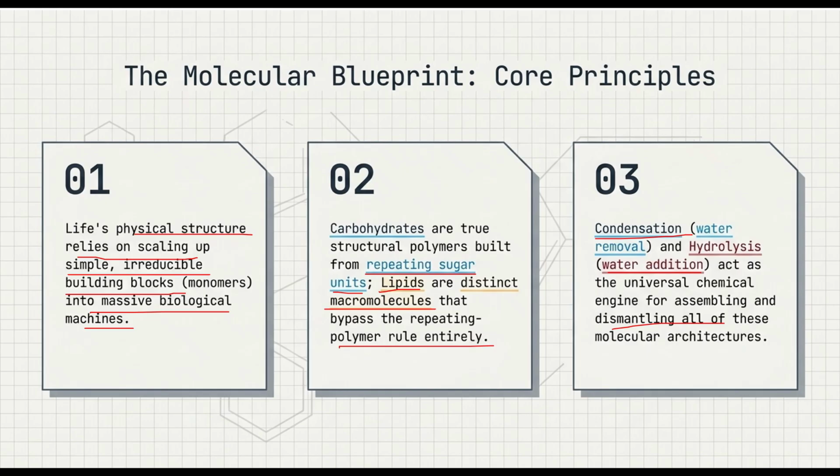So carbohydrates are true polymers made from repeating sugar units, while lipids are large molecules that do not follow the repeating polymer rule. Finally, condensation and hydrolysis reactions serve as the universal chemical process responsible for building and breaking down these molecular structures. So this is how you have to learn this topic.